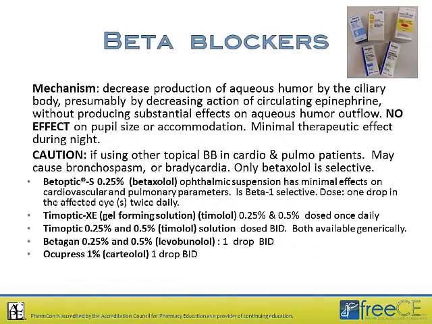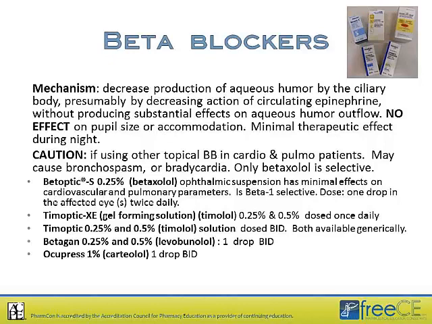Let's talk about the beta blockers first. Beta blockers were indeed a godsend when they first came on the market because they don't have any effect on pupil size or accommodation. They decrease the production of the aqueous humor by the ciliary body, presumably by decreasing the action of circulating epinephrine without producing substantial effects on aqueous humor outflow. So they slow down the formation of the aqueous humor. The good news is they don't affect pupil size. And that being said, they have minimal therapeutic effect during the night. The reason for that is we are less active with our epinephrine at night, so beta blockers aren't as effective on the eye during the night.